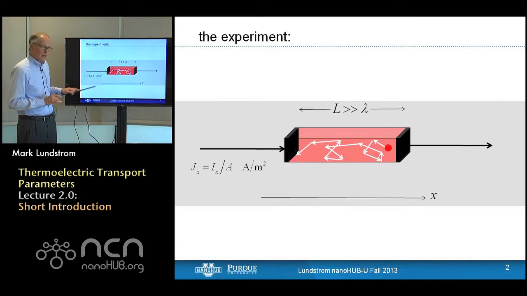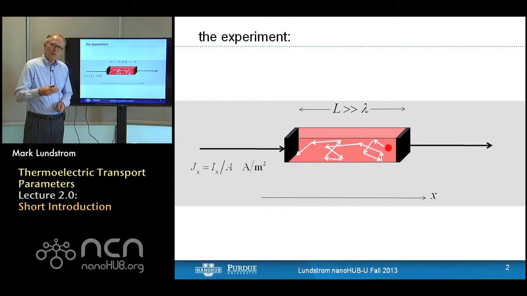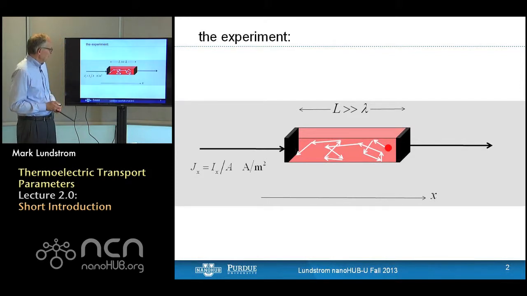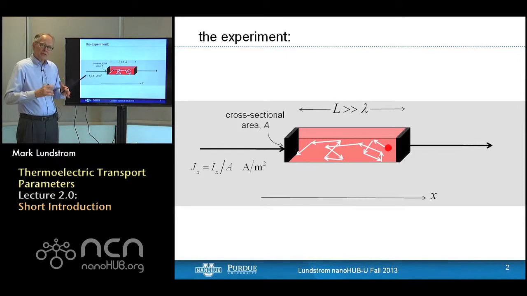So the basic experiment that we're going to be looking at is this. We have a resistor. At first it'll be a long resistor, many mean-free paths long, so electrons undergo a random walk as they go from one end of the resistor to the other. It's a large resistor, a three-dimensional structure with a large cross-sectional area A. Later on we'll look at nanostructures and quantum wires, but we'll be starting with these traditional bulk thermoelectrics.